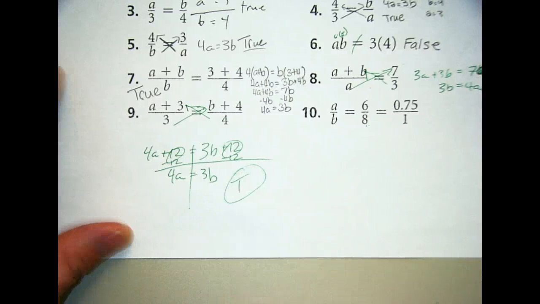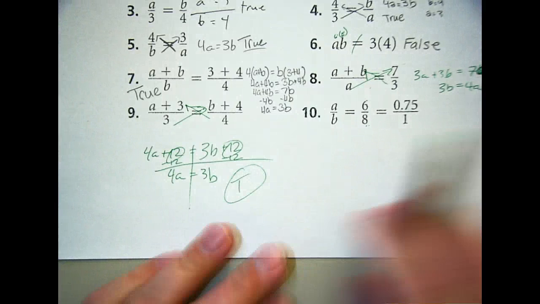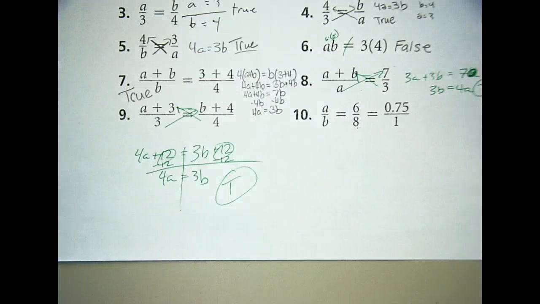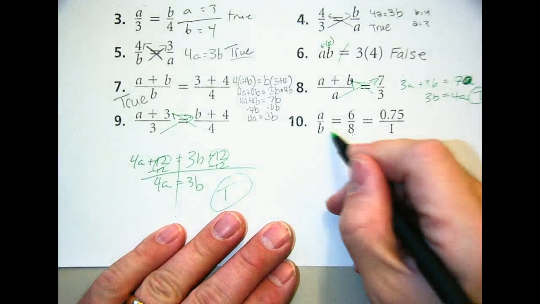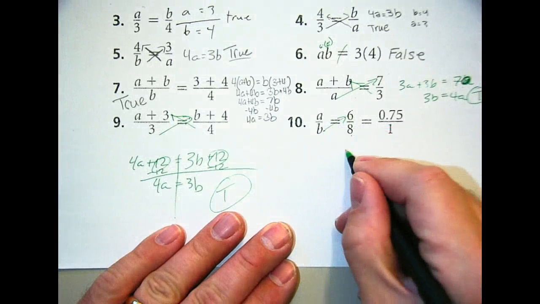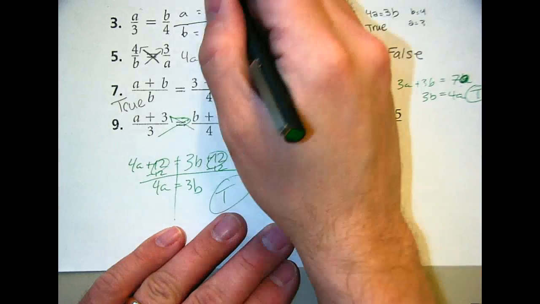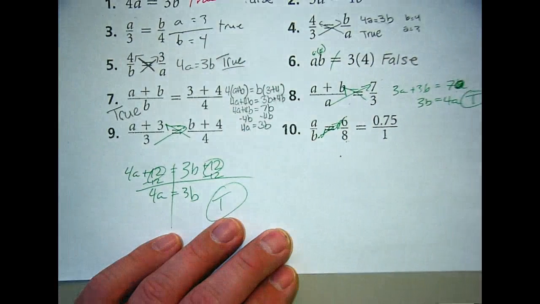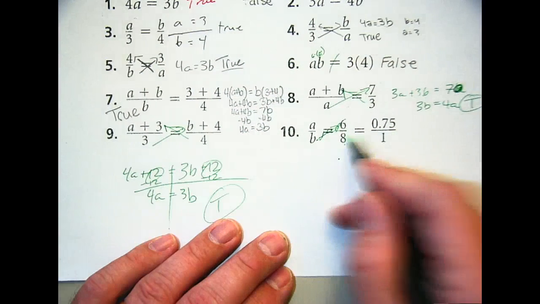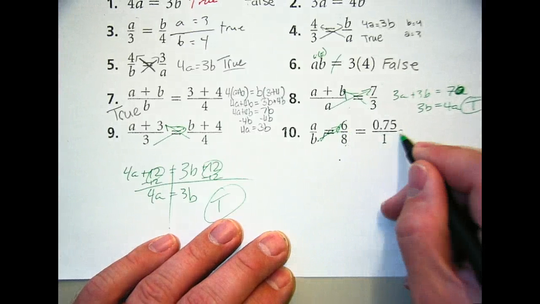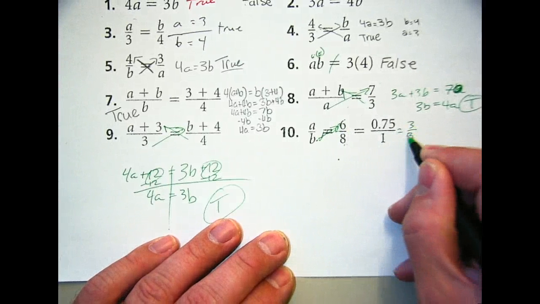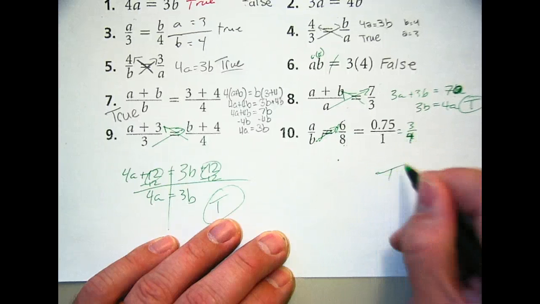Okay, number 10, true or false? Who says true? False. Well, first of all, do they all reduce to 3/4? I guess that's the easiest way. 3/4 over 1 is 3/4. 6/8 reduces to 3/4. Everything reduces to 3/4. That is true. All right. Any questions?